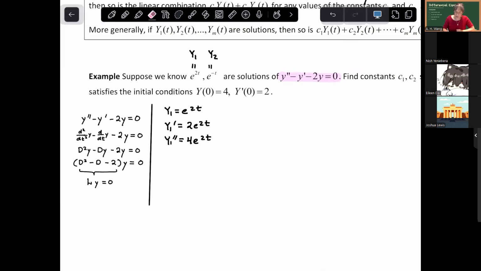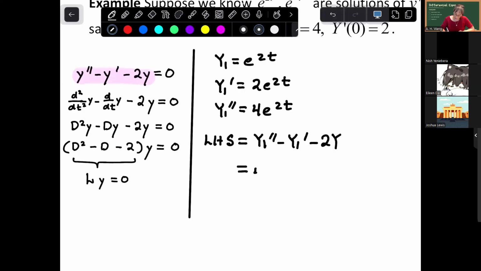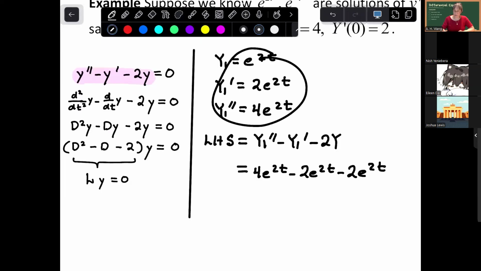Now, here's the differential equation. I'm going to plug it into the left-hand side. So we say left-hand side equals, and then we plug in y1 double prime minus y1 prime minus 2y1. Does everybody see I took this and plugged it in for the y? That's the left-hand side. And next, we did the work upstairs, so I can just copy this and plug them in.